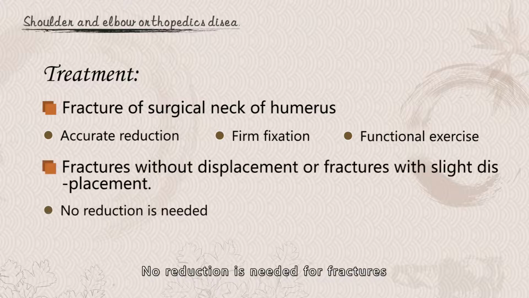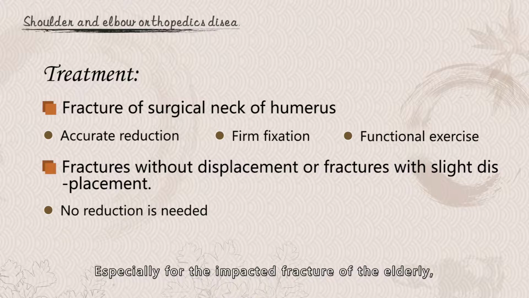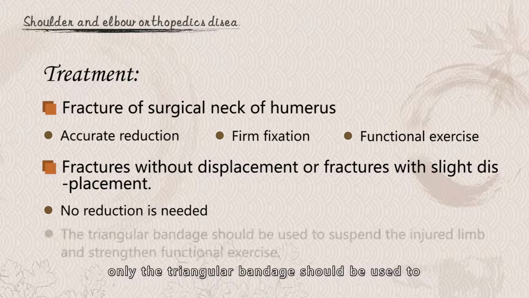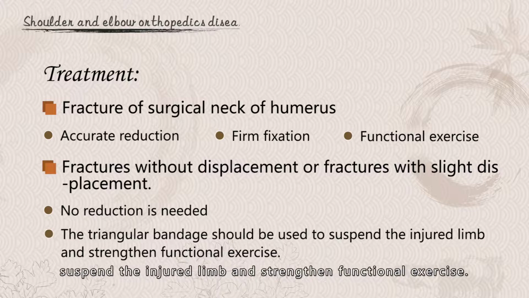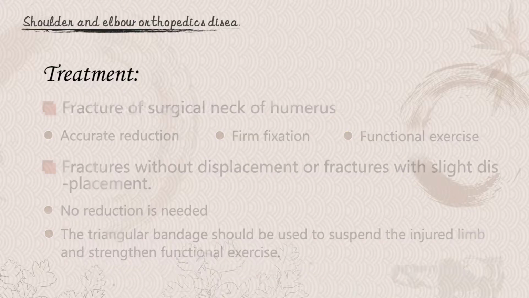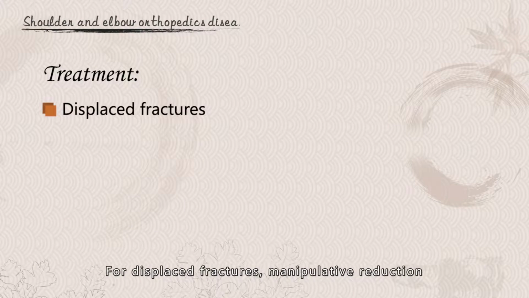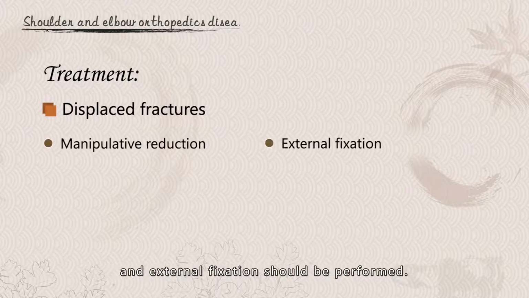No reduction is needed for fracture without displacement or fracture with slight displacement, especially for the impacted fracture of the elderly. Early on, the triangle bandage should be used to suspend the injured limb and strengthen functional exercise. For displaced fractures, manipulative reduction and external fixation should be performed. The specific steps are as follows.